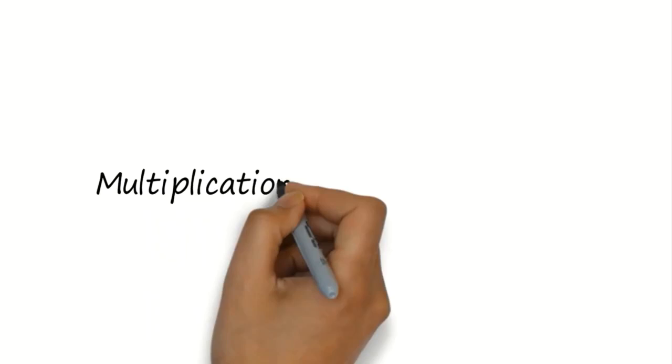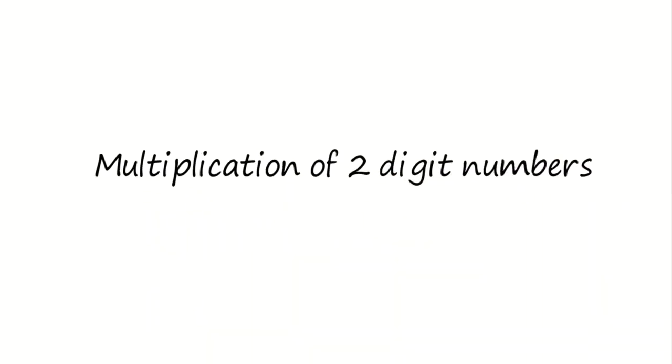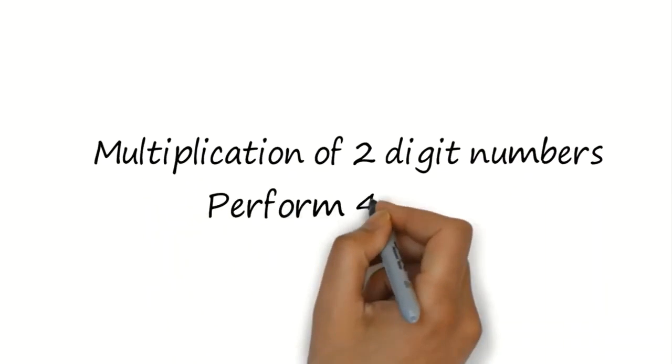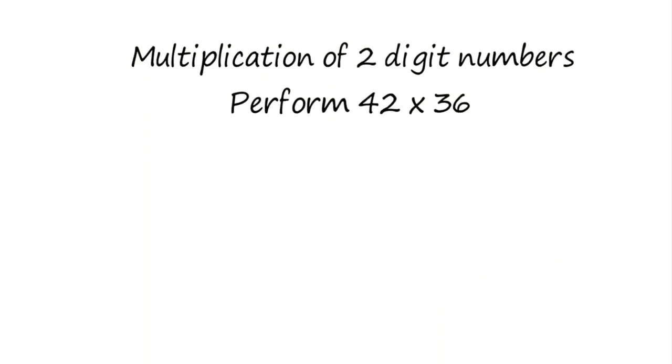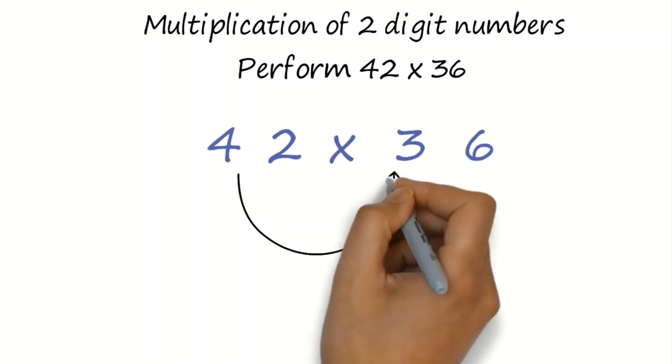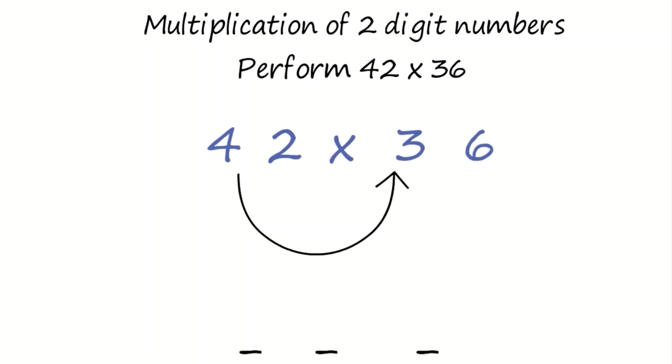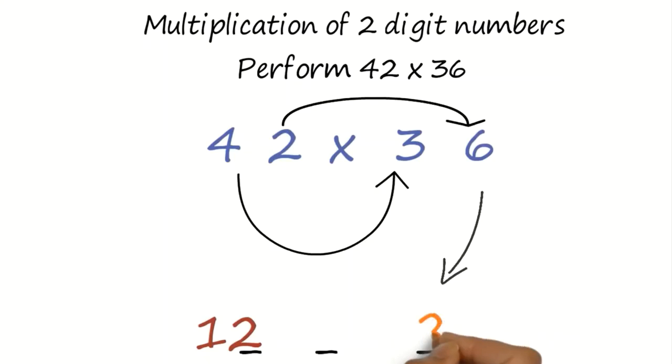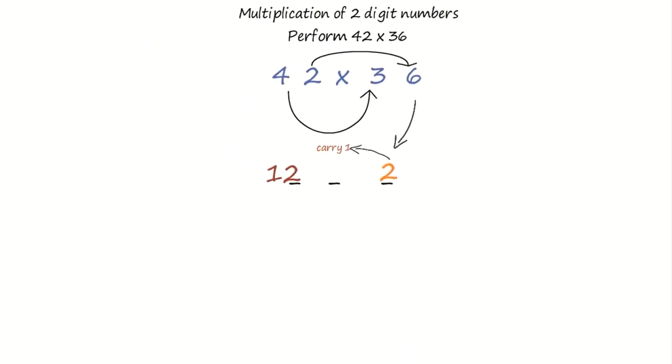Let us now see the trick to perform multiplication of two-digit numbers. For an example, performing 42 into 36 has two steps. First, perform 4 into 3 and put it in the left blank among the three blanks. Then calculate 2 into 6, which will give you 12. Here the rule is put the unit place digit in the right blank and 1 is carry.